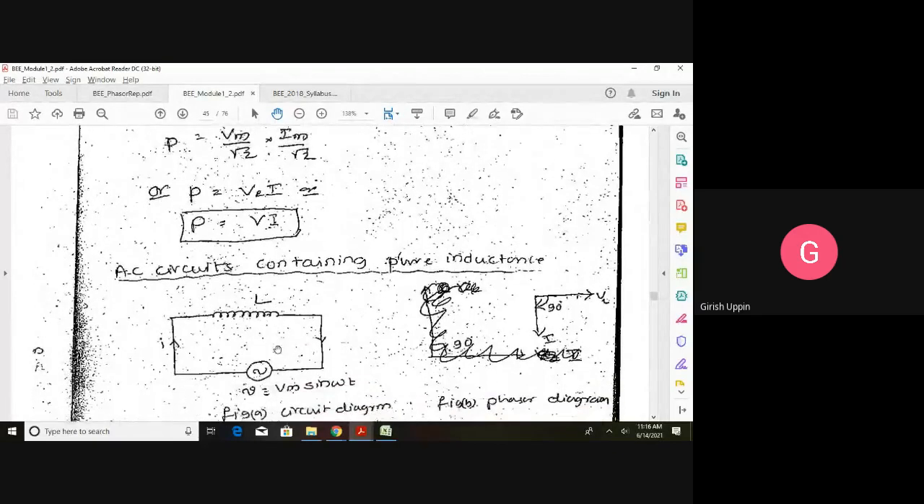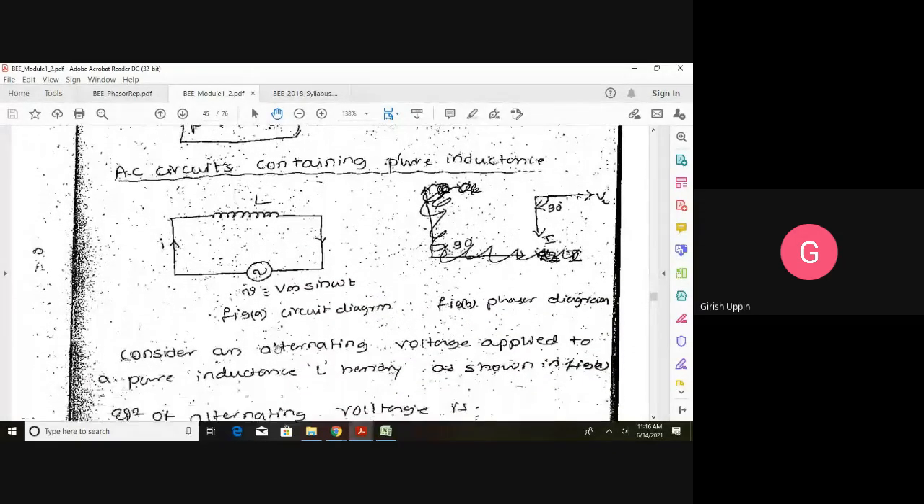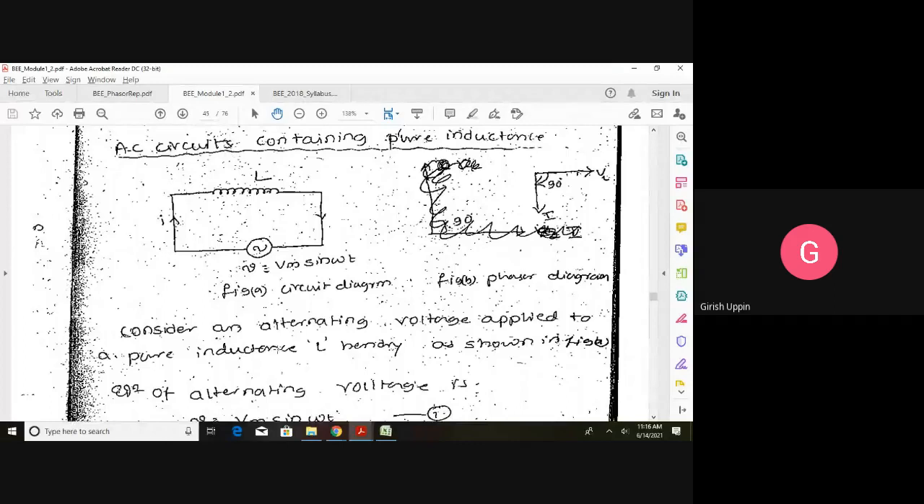So that is the complete analysis of a pure resistance, which is very simple. And many a times that is not asked because it is very simple. Most of the time they ask the analysis of the circuit containing the pure inductance and pure capacitance, series combination of resistance and capacitance, series combination of resistance and inductance. Now next is a circuit containing a pure inductance.